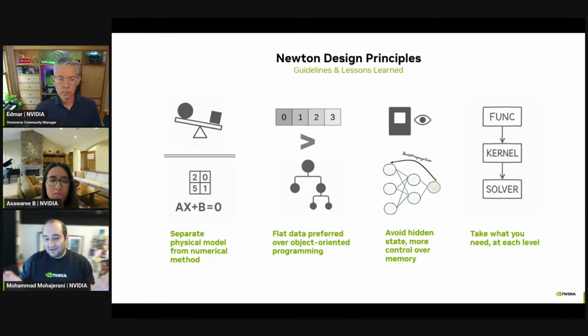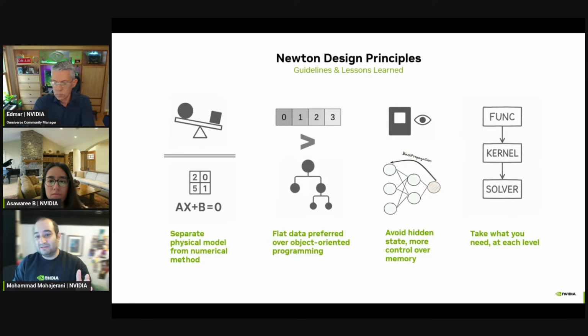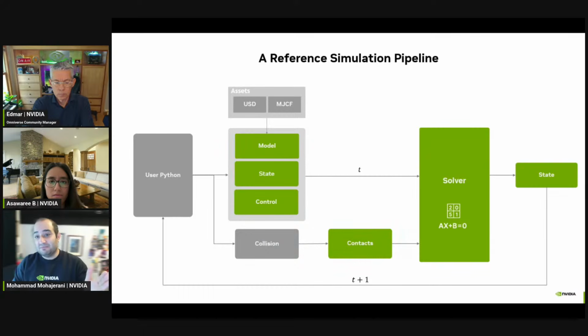We talked about higher level modules, but different pieces of Newton, whether it's a function or a kernel or a solver, you can access at different levels and only use those. In that sense, Newton is quite flexible, and it doesn't prescribe a certain way or pipeline for building your simulation. This is a reference simulation pipeline, in the service of the last point about taking what you need at each level, but you're not limited to this.